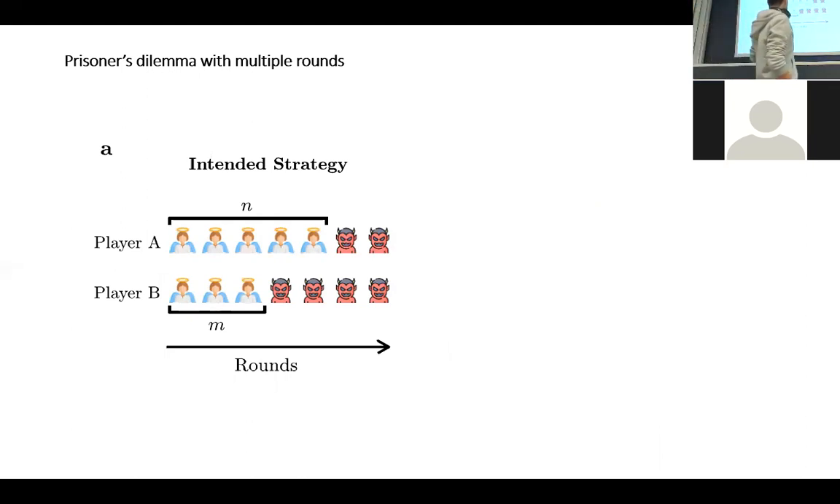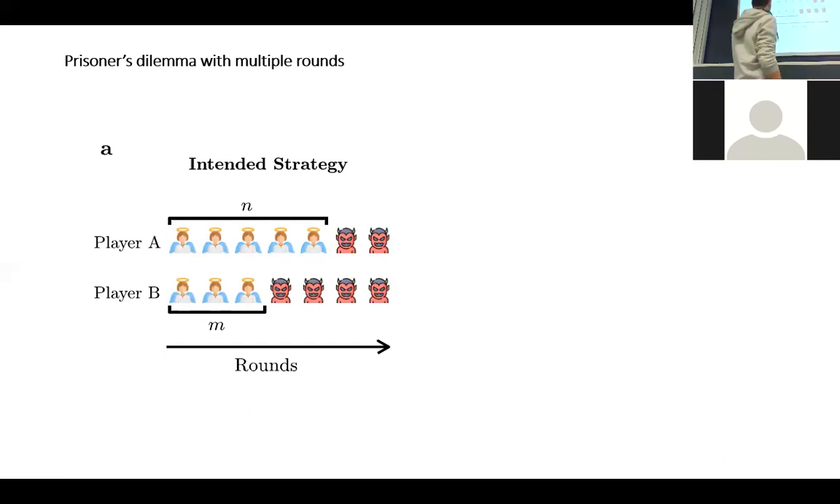We assume that they are going to play this game for a certain number of rounds, right? And then this player has a strategy N and this player has a strategy M. This strategy indicates how many times they are willing to cooperate with their partner and how many times they are going to betray them, okay? So let's say this player's initial intention is that it's going to cooperate 5 times and then after that it will start to defect, okay?